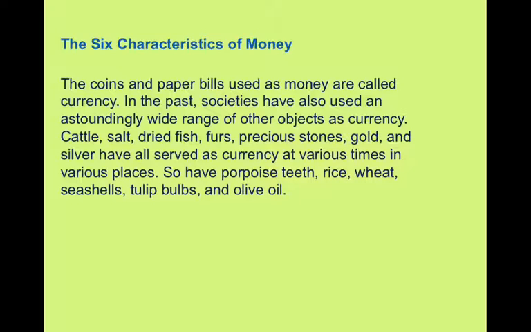In past history, societies have used cattle as money, they've used salt as money, dried fish, furs, precious stones, gold, silver. They've all served as currency and money at various times in various places. So have porpoise teeth, rice, wheat, seashells, tulip bulbs, and olive oil.